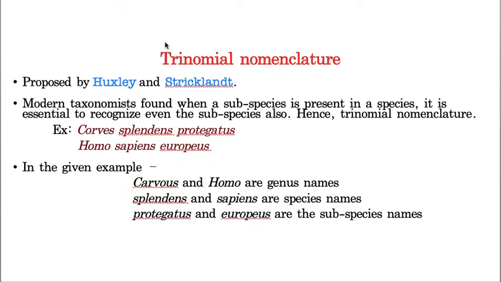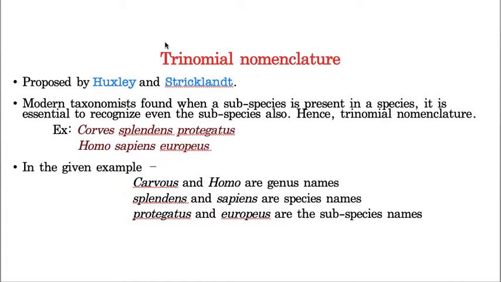And students, try to remember the names, because in my experience many students get confused with them. Please don't get confused. Binomial nomenclature, Carolus Linnaeus; trinomial nomenclature, Huxley and Strickland. Okay, now what is trinomial nomenclature? Giving three names to every individual.